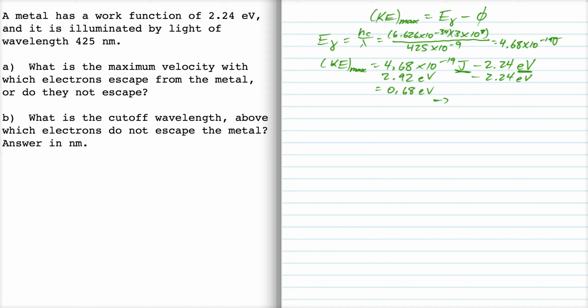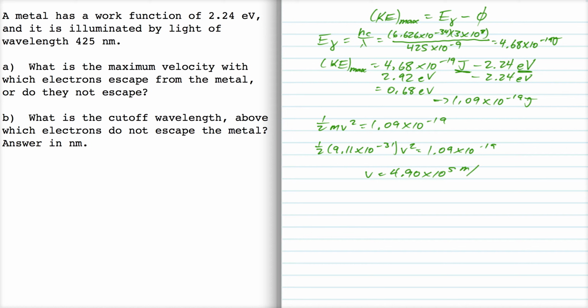Now I can convert that into joules if I want. That's 1.09 times 10 to the minus 19 joules. And actually I need to do that because if we want to find the velocity of the electron, we're going to have to use the formula for kinetic energy. 1/2 mv squared is equal to 1.09 times 10 to the minus 19. The mass of the electron is 9.11 times 10 to the minus 31. If I work out that algebra real quick, I get a velocity of 4.90 times 10 to the 5th meters per second.